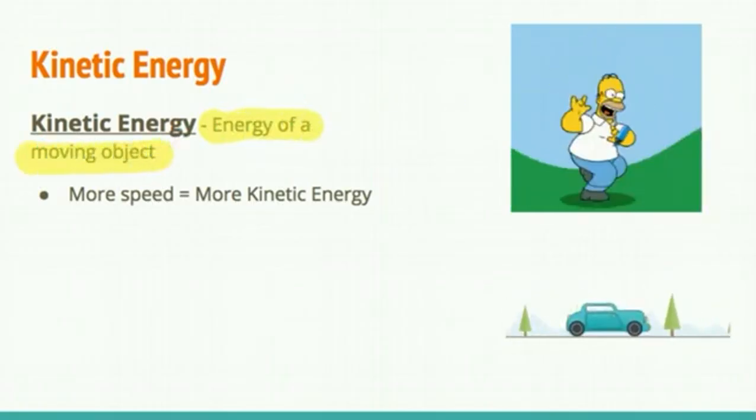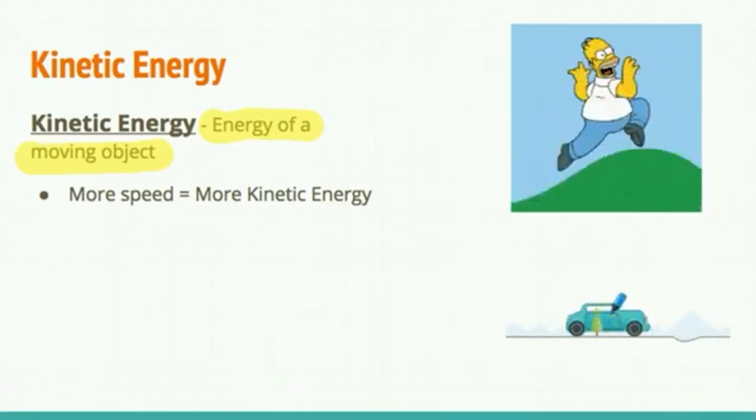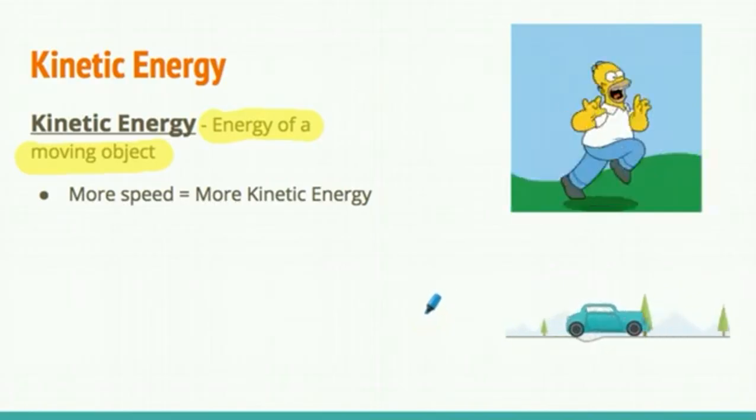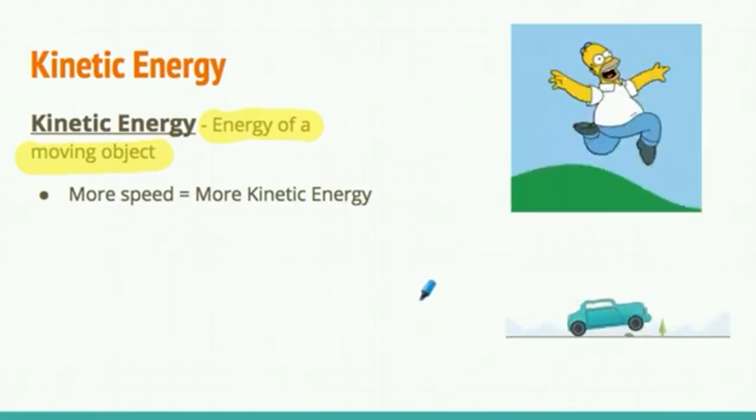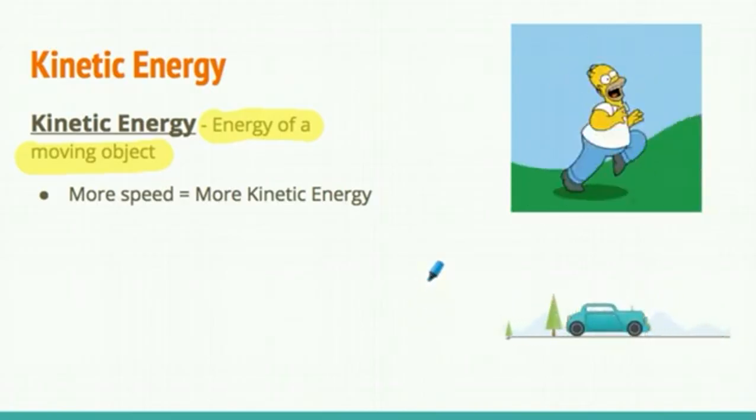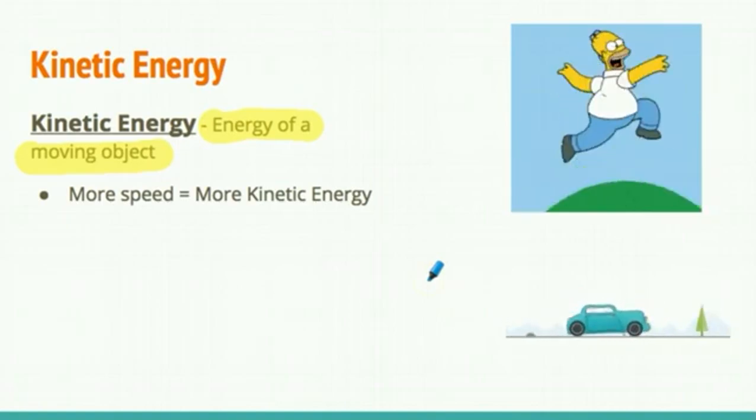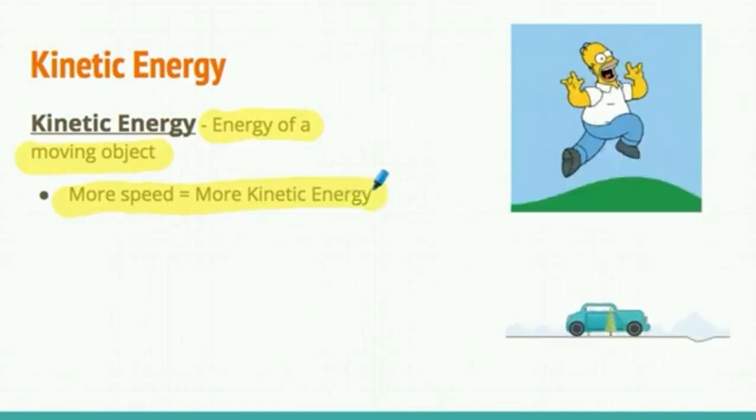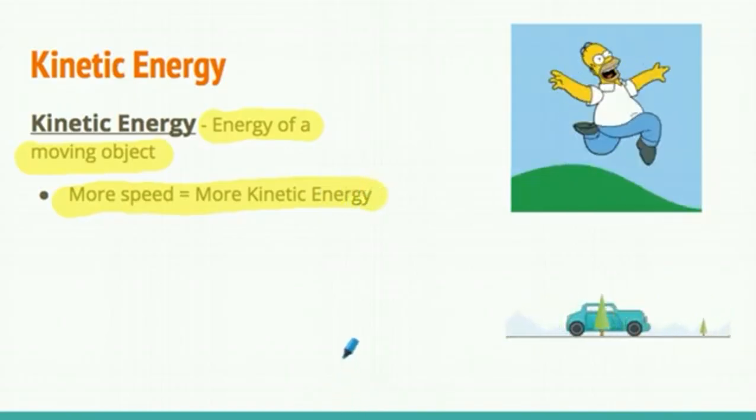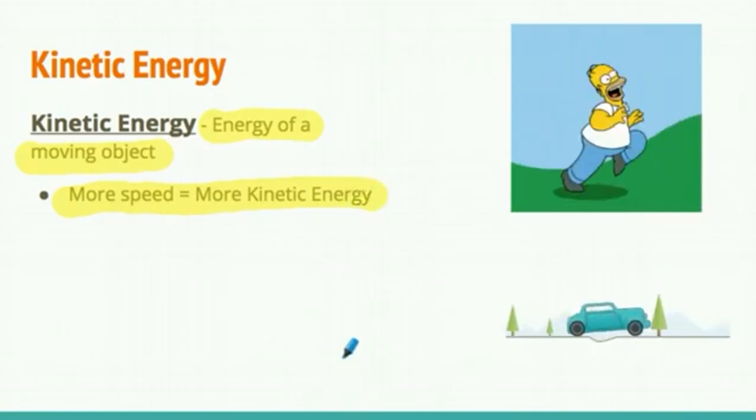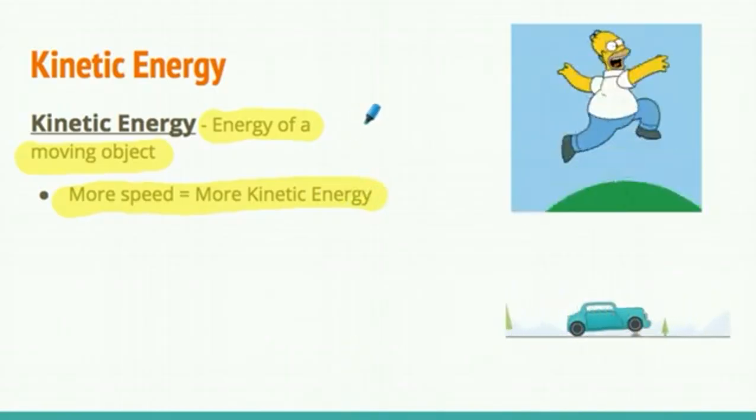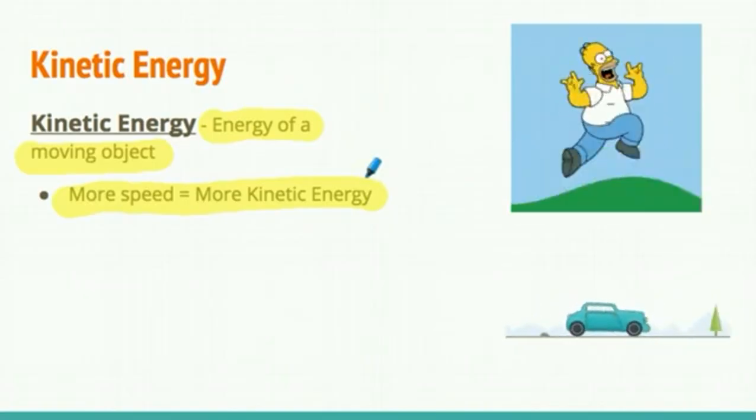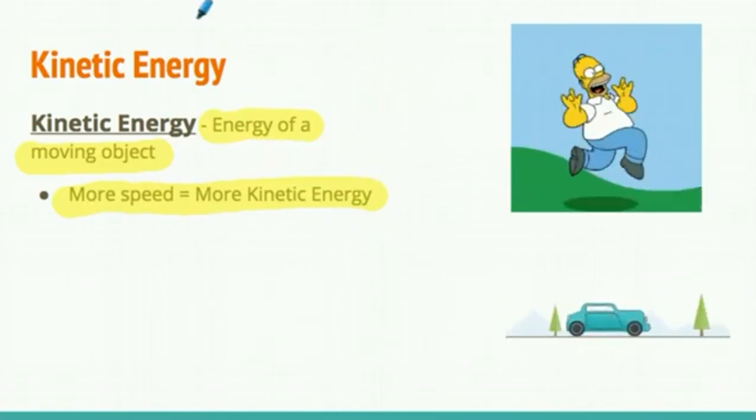Anything that's moving, like you can see from Homer Simpson moving, or a car moving, that speed has kinetic energy. And it comes from some kind of potential energy. We'll talk a little bit more about the transformation of energy later. But the idea is the more speed an object has, the more kinetic energy that object has. It's a pretty simple idea, but it's basically the energy of any moving object. This is a pretty generic type of energy.